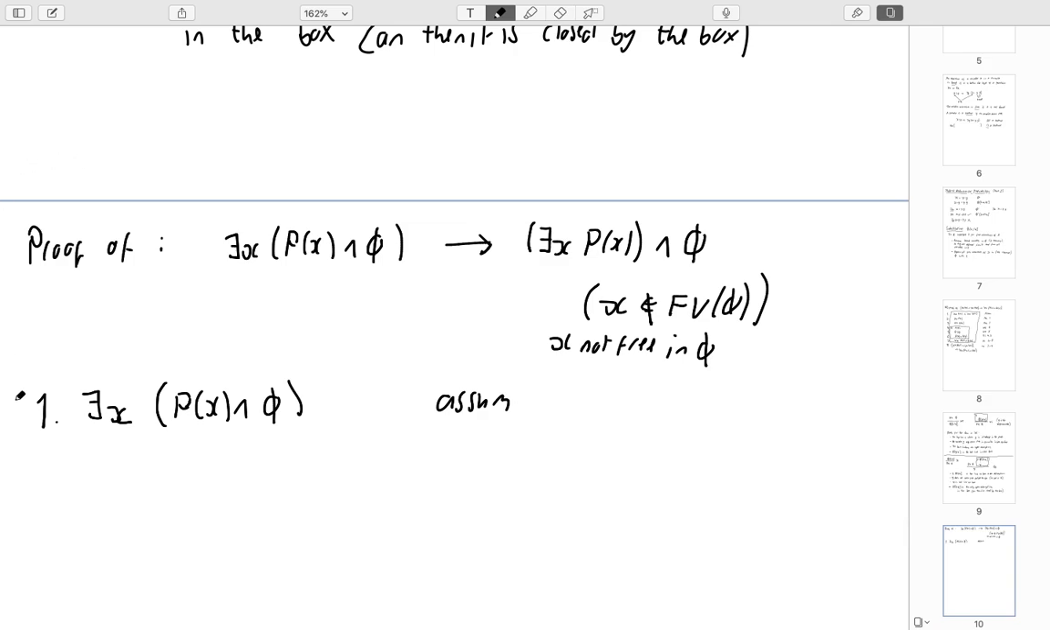So here, the second line we give us as an assumption, we'll introduce the arbitrary variable y, and we're going to assume then that this property holds for y. So we need to substitute y for free occurrences of x in px and phi. So when we substitute y for the free occurrence of x in px, that's py.